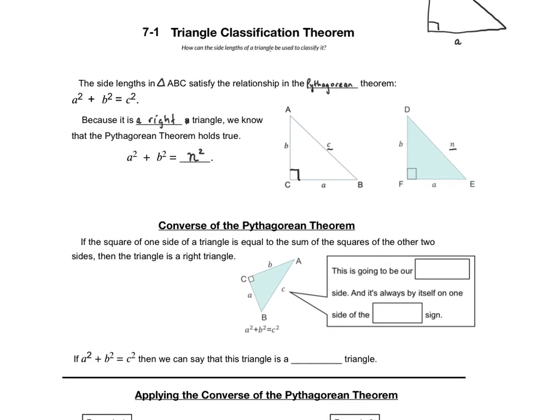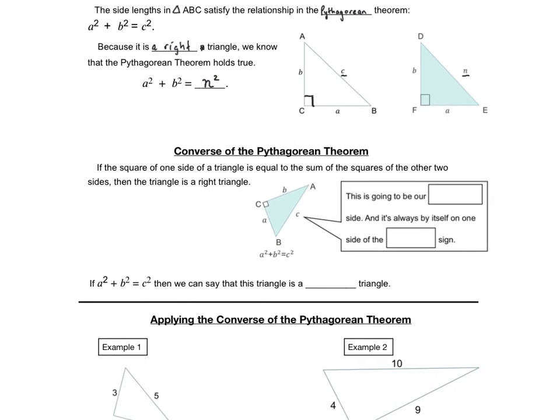Now, the converse of the Pythagorean theorem, of course, is if the square of one side of a triangle is equal to the sum of the squares of the other two sides, then the triangle is a right triangle. Think about it. The square of one side is equal to the sum of the squares of the other two sides, is what they're asking you. Then we would have a right triangle. So if this holds true, then that proves that we have a right triangle.